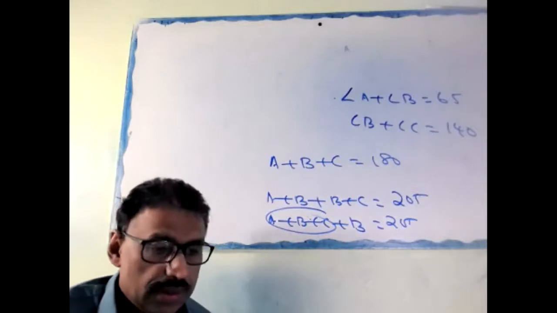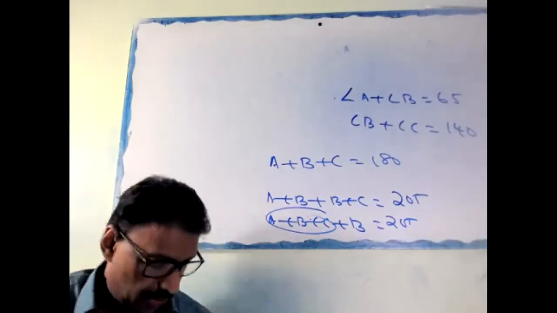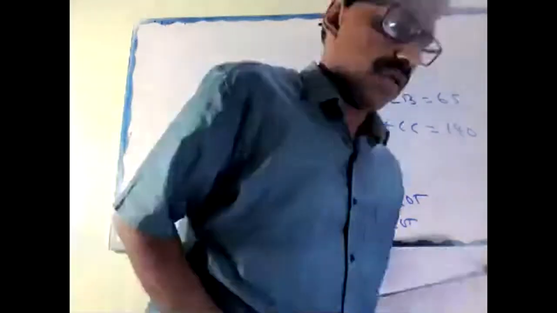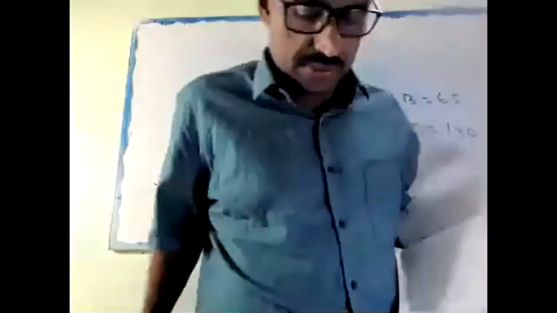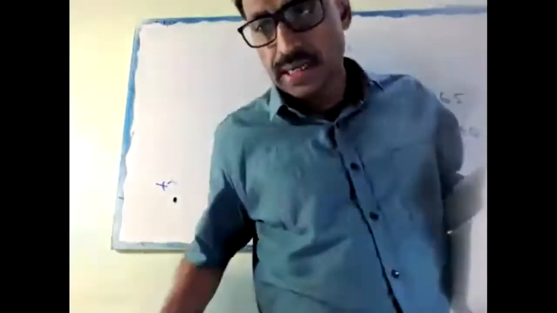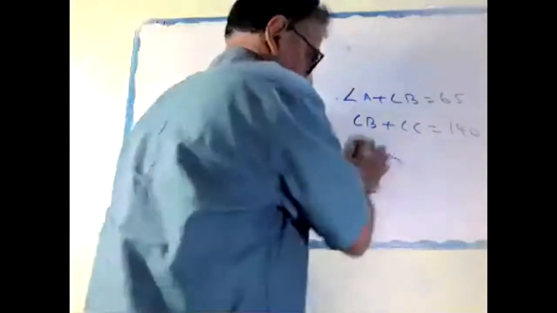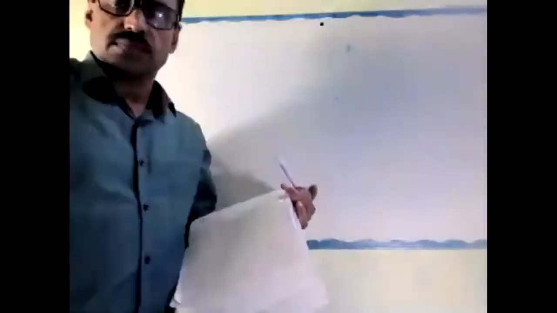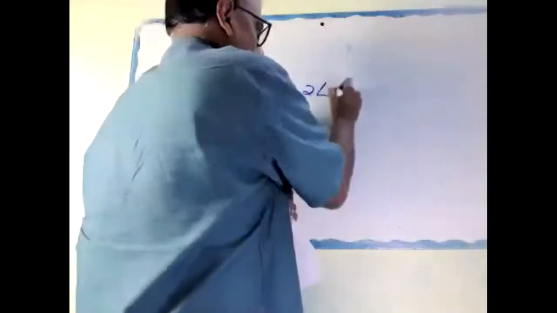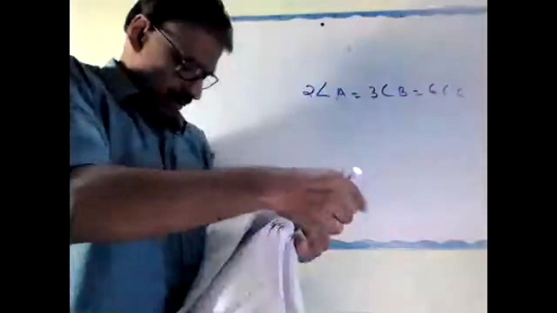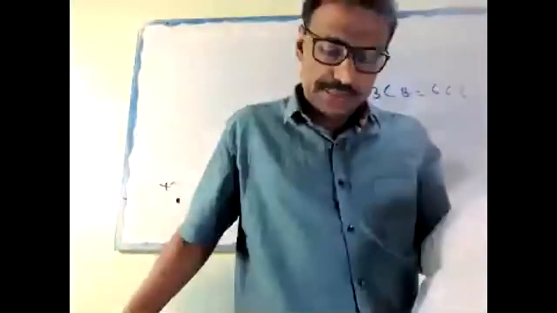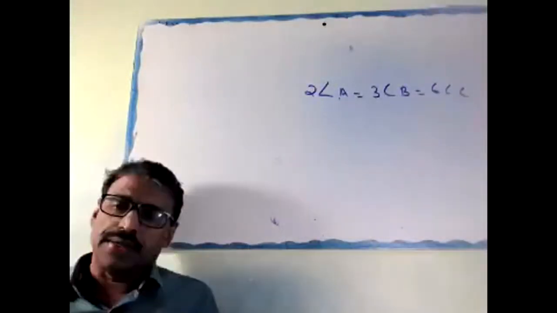Okay, if 2 times of angle A equal to 3 times of angle B equal to 6 times of angle C. Find A, B, C.